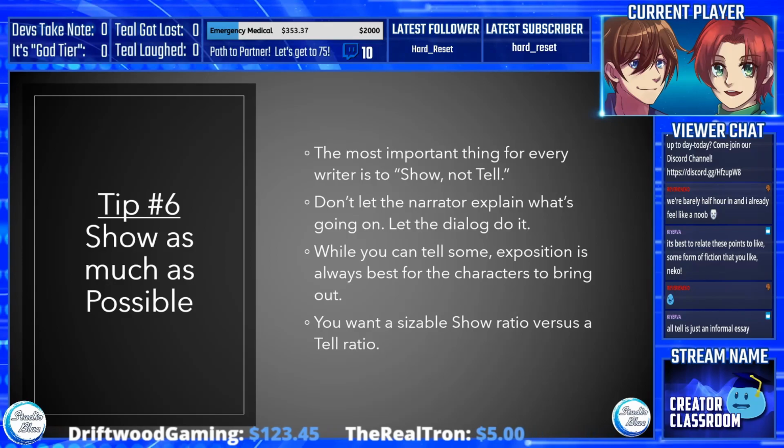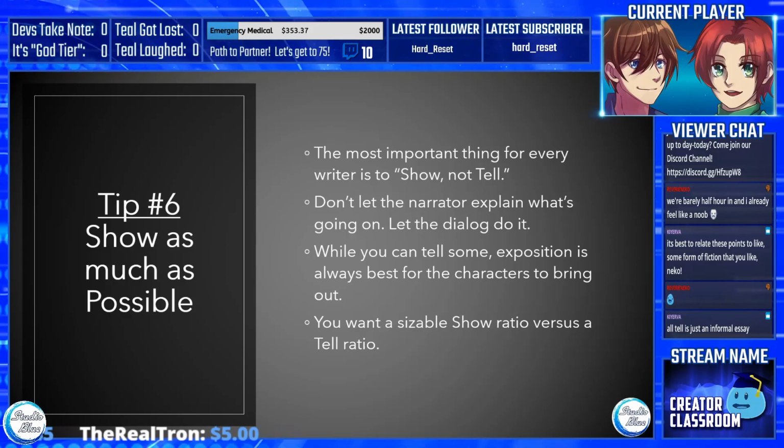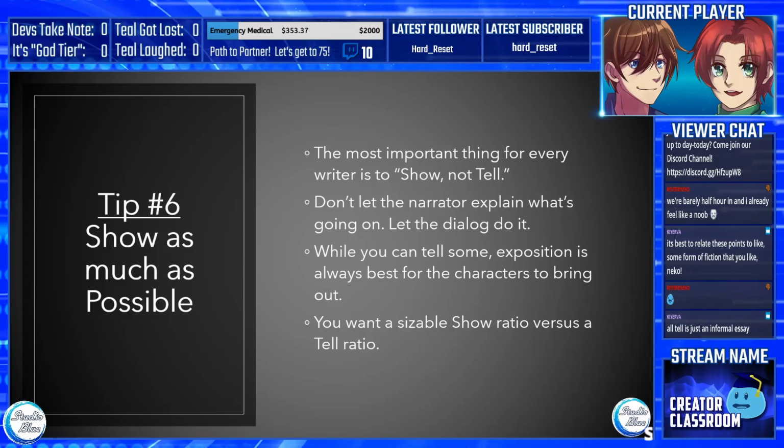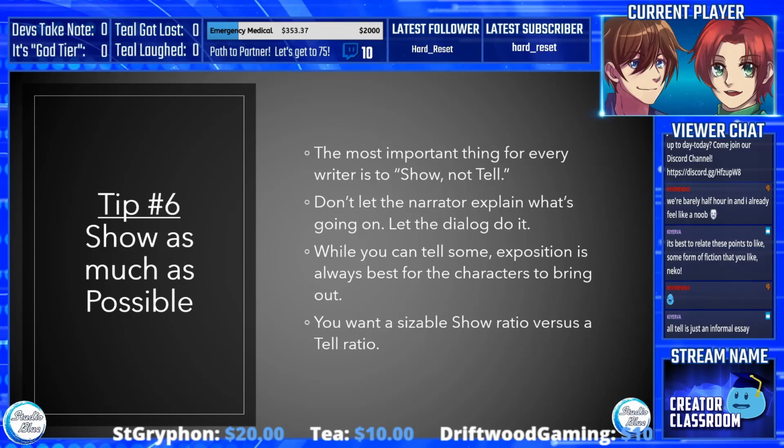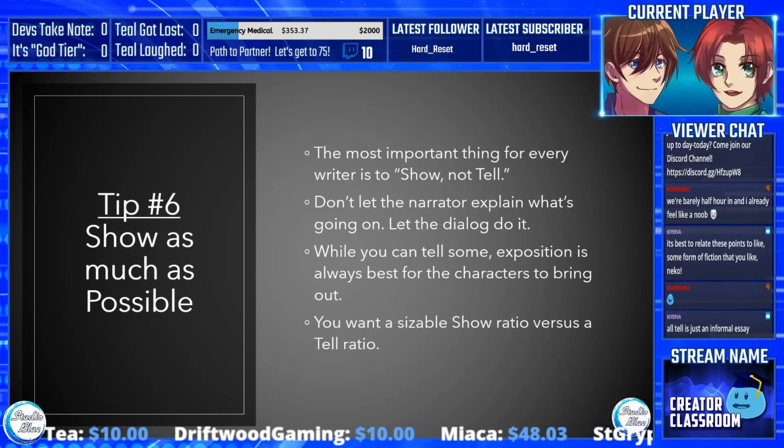All tell is just an informal essay. And to the novice writer, people will think there's no problem. And I'm not putting down the novice writer, because we've all been there. But the initial thought is, well, why can't I tell? Because, like Kia said, it's an informal essay. If you sit back and read someone else's all tell, it's boring. It feels dry. It feels lifeless.